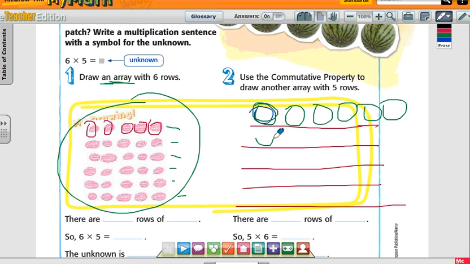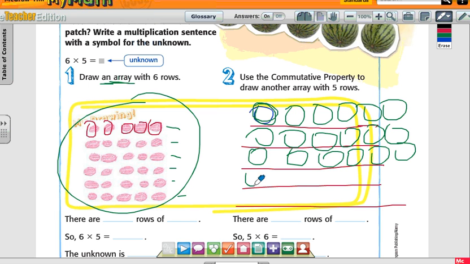1, 2, 3, 4, 5, 6. Am I done? Am I done yet? No. I still need one more row. 1, 2, 3, 4, 5, 6.